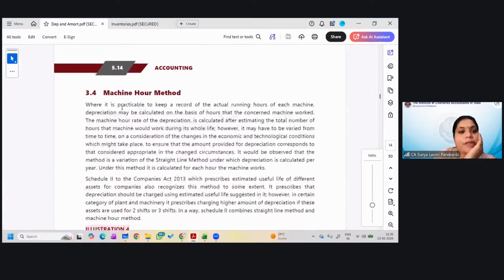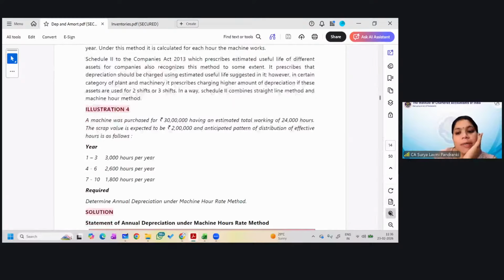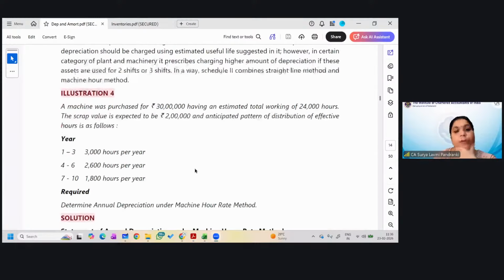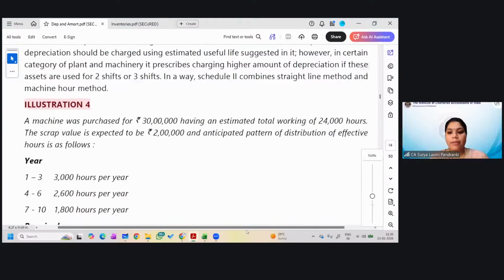Now the next method is the machine hour method. In this method, you will consider the machine hours used. Suppose the asset is a machine, right? How are we going to count the usage of a machine? By the number of hours it is working, right? So how many hours did you use that machine, or how many hours did you actually put that machine into working condition? Your depreciation can be calculated based on machine hours also. So that's one way of calculating depreciation.